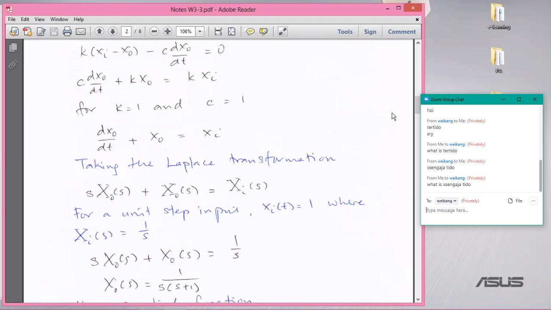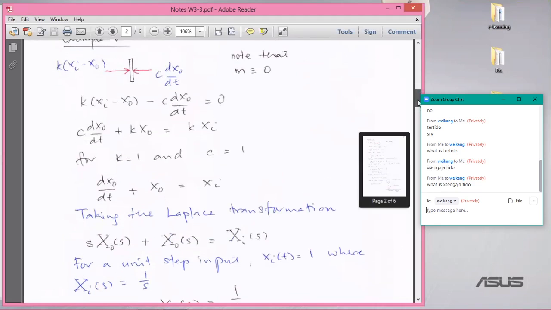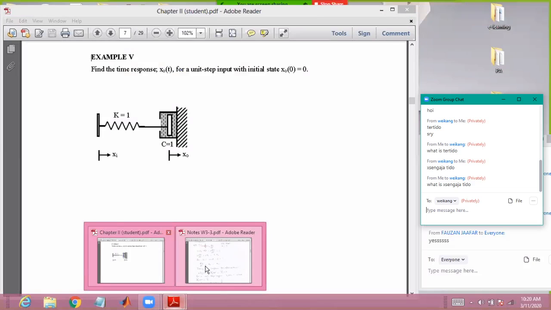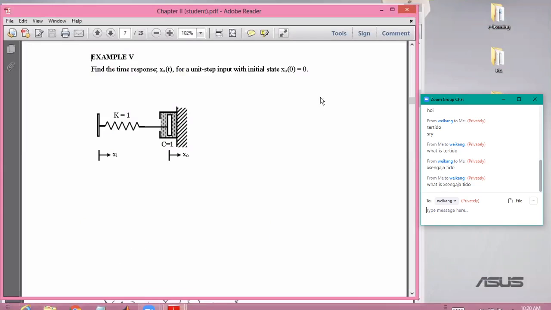Now, when we take the Laplace transformation, the initial conditions are 0. It is given in the question. So the initial condition is 0, and you don't need to worry about the initial condition. Most of the time the initial conditions are 0, but you need to be careful. Sometimes the initial conditions are not 0.